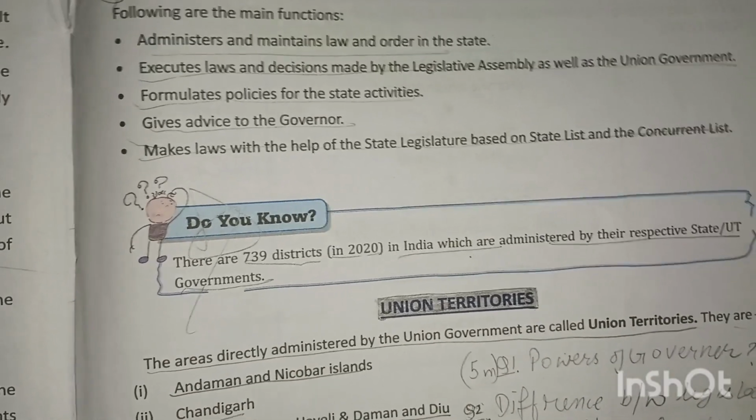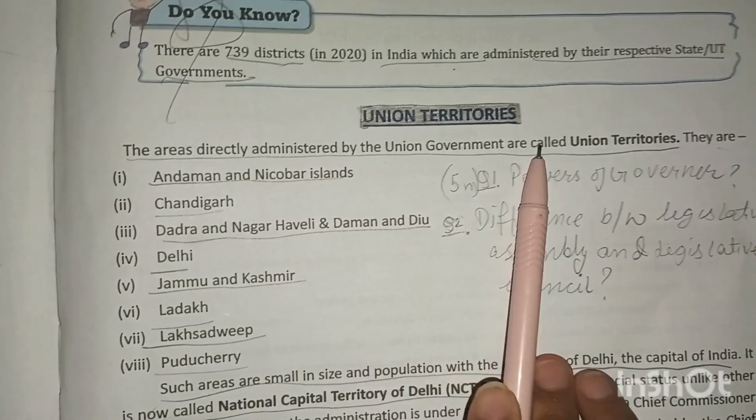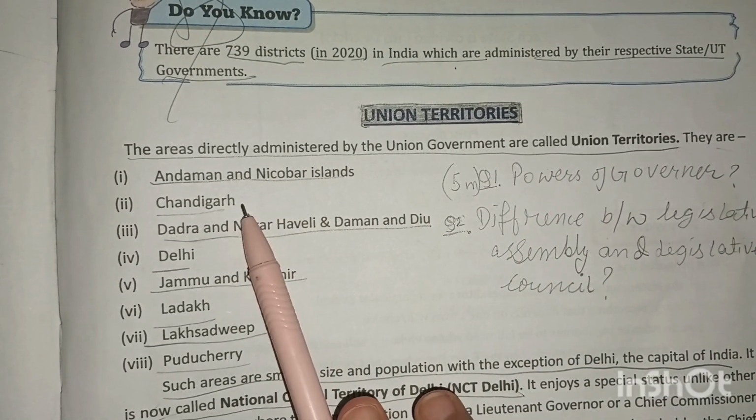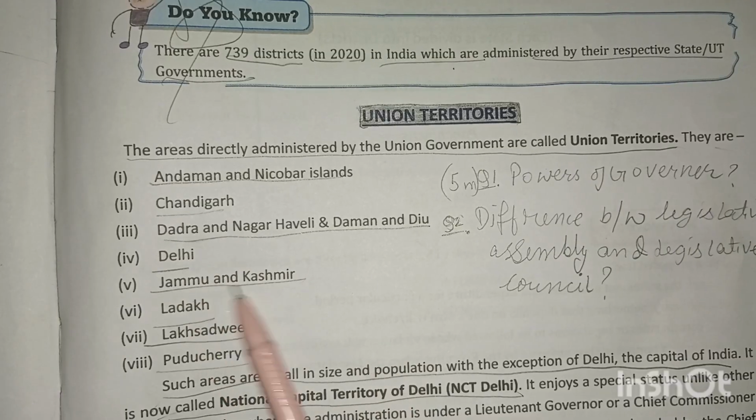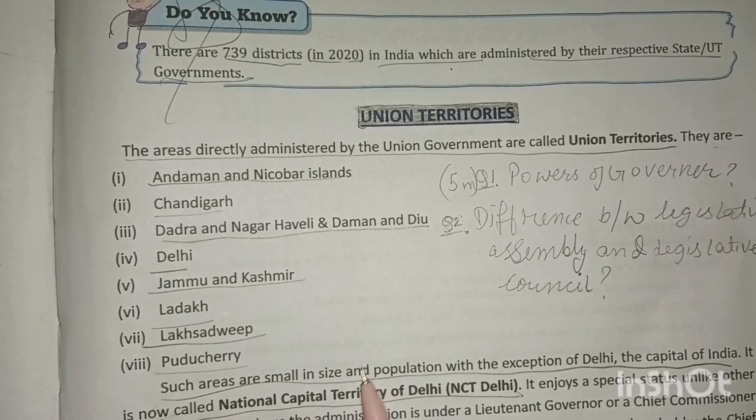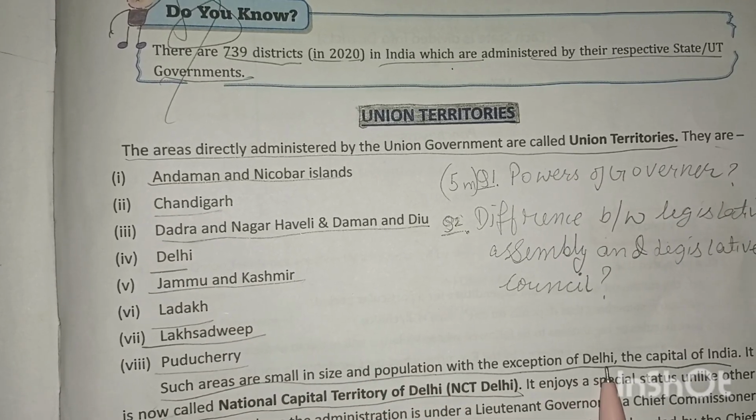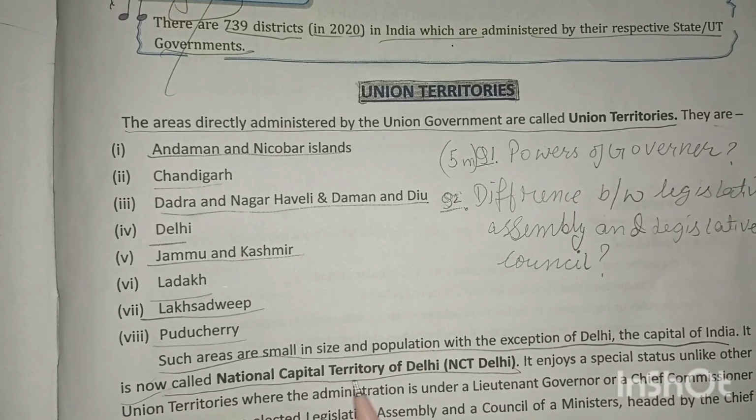Union territories. The areas directly administered by the union government are called union territories: Andaman and Nicobar, Chandigarh, Dadra and Nagar Haveli, Daman and Diu, Delhi, Jammu and Kashmir, Ladakh, Lakshadweep, Puducherry. Such areas are small in size and population with the exception of Delhi, the capital of India. It is now called the National Capital Territory of Delhi.